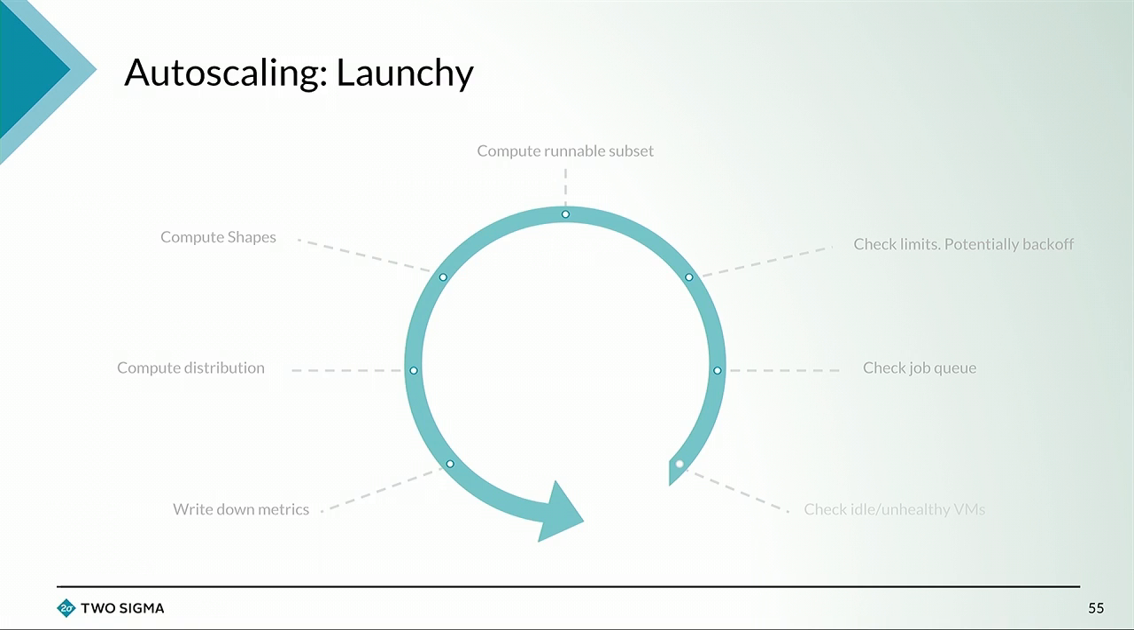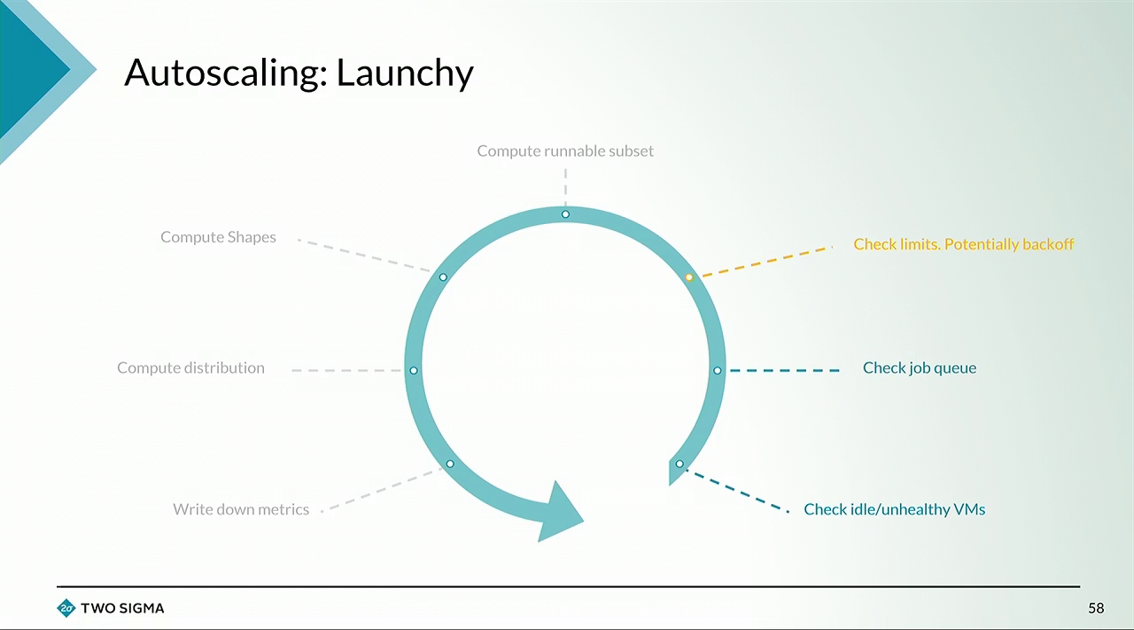The high-level overview of Launchy is essentially a big loop. The first thing that we're going to do is check for idle or unhealthy VMs. This is essentially scaling down. If the VMs are idle, just scale down. Then we're going to look at the job queue in Cook. If there's something, we keep it in memory. Otherwise, we just stop scaling.